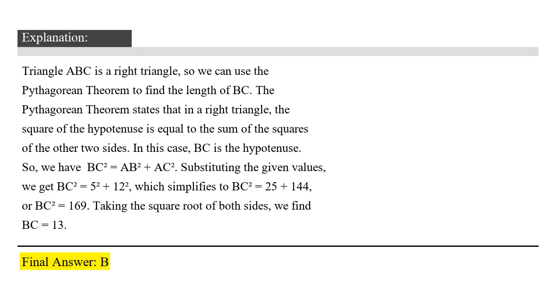Substituting the given values, we get BC squared equals 5 squared plus 12 squared, which simplifies to BC squared equals 25 plus 144, or BC squared equals 169. Taking the square root of both sides, we find BC equals 13.